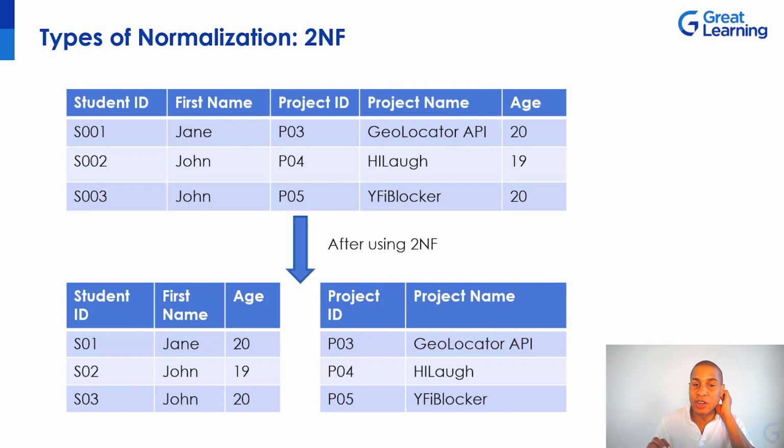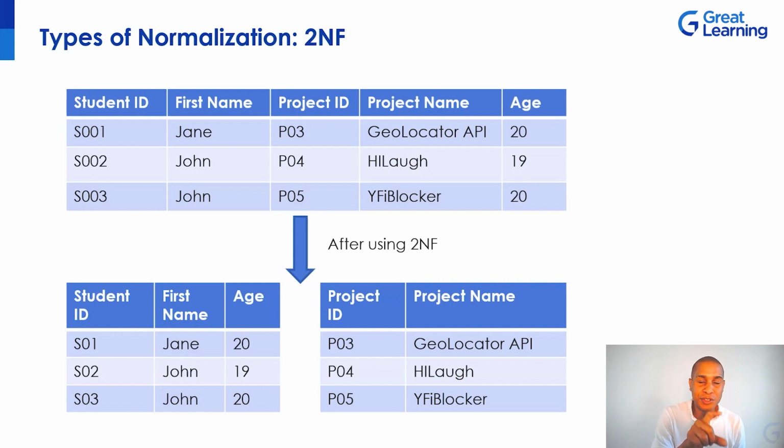So let's take a look at this large table. We know that this large table has a student ID, first name, project ID, project name, project age. Now, this has a functional dependency, and the way we can get around that is to make sure that the primary keys in those tables are related to the dependent columns that we have.